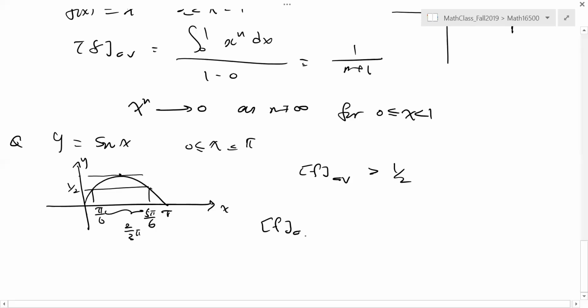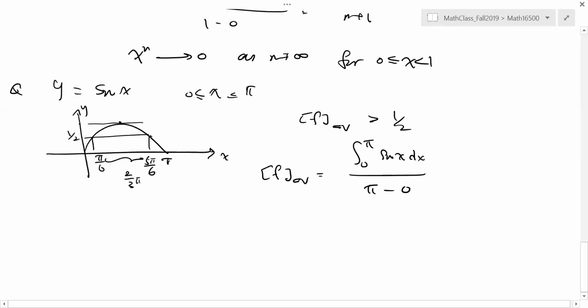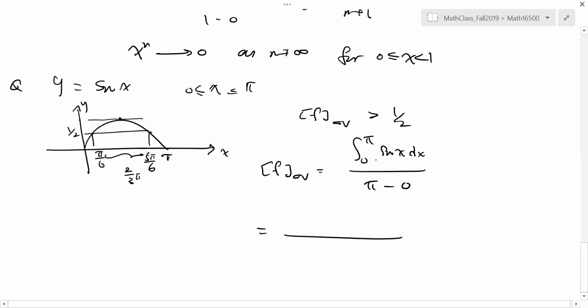So the average value is going to be the integral from 0 to pi of sine x dx divided by pi minus 0. The integral of sine x from 0 to pi is 2. We did that before. So 2 over pi is greater than 1/2. It's obvious, because 4 is greater than pi.